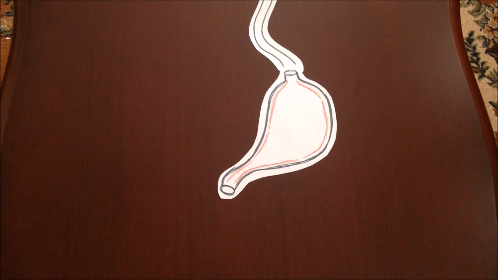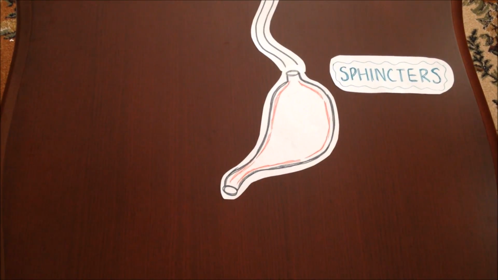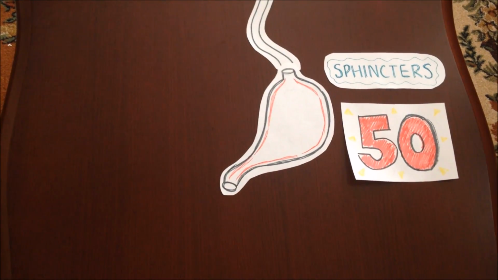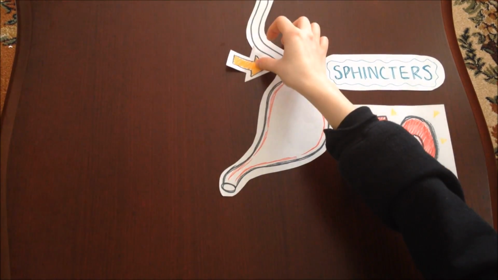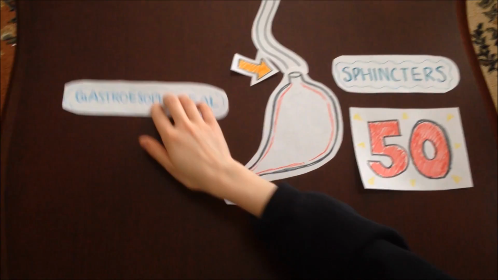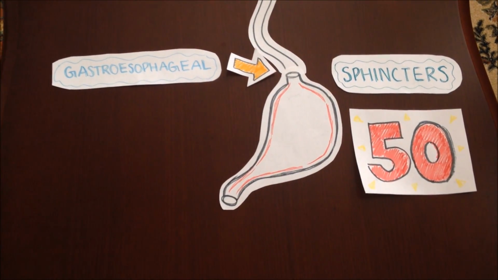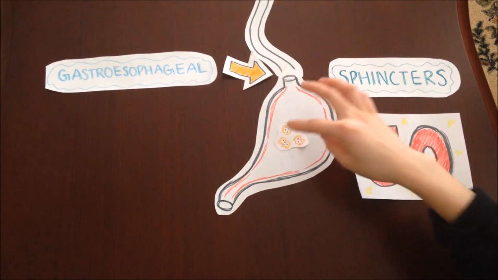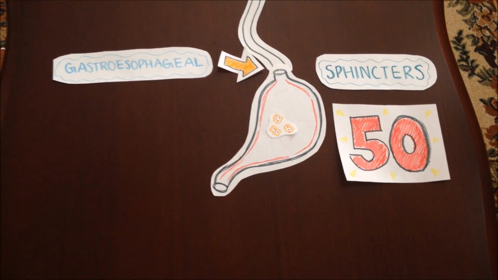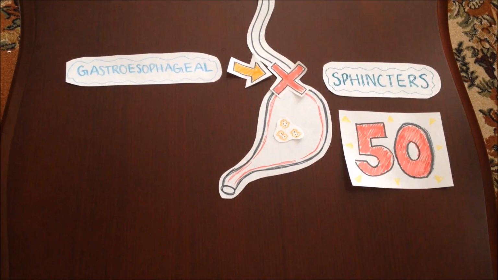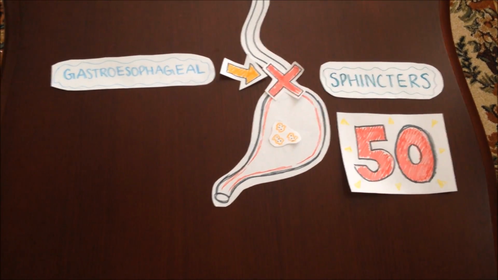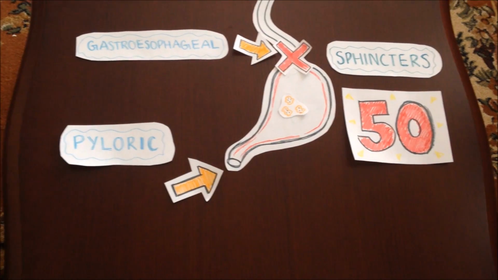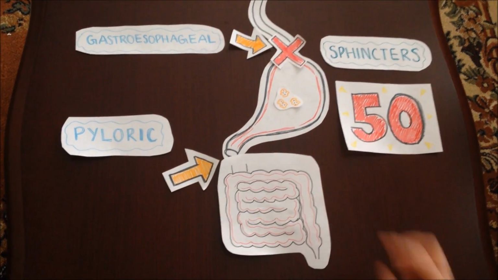The movement of food into and out of the stomach is controlled by circular muscles called sphincters. There are more than 50 sphincters in the human body, and several of these are in the digestive tract. The gastroesophageal sphincter is located where the esophagus joins the stomach. When relaxed, it allows food to enter the stomach. When contracted, it prevents food from moving back into the esophagus. The food is mixed with gastric juices and exits the stomach through the pyloric sphincter into the small intestines.